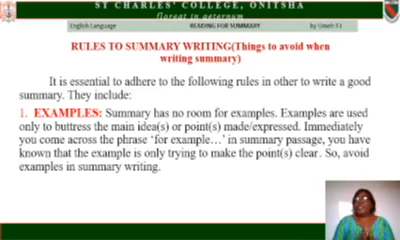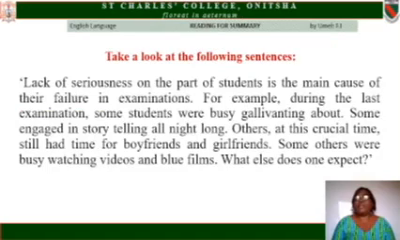As we know, summary is just there to buttress the idea a writer wants to pass across to his audience or reader. So in summary, there's no room for examples. And here we said summary has no room for examples. Examples are used only to buttress the main ideas or points made or expressed. So immediately you come across the phrase in a summary passage and it says, for example, you have to know that the example is only trying to make you understand the point clearer. So you must avoid examples in summary writing. Let us take a look at the following sentences here.